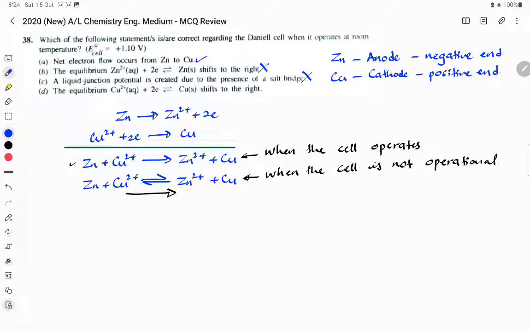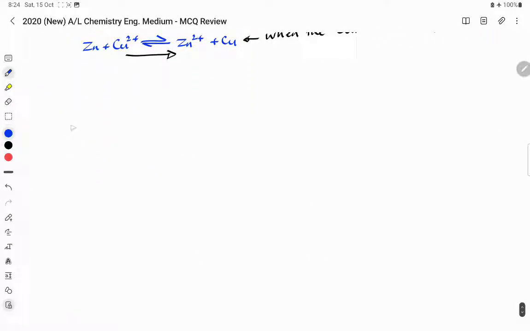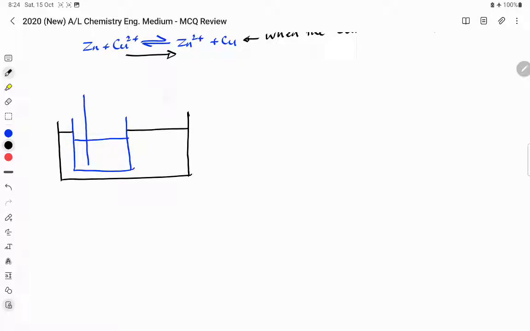This is wrong because when we draw the cell here, let's say this is our copper electrode, and it is inside the zinc electrode. Now this is the zinc electrode. So we can connect these 2 electrodes via an external circuit. We can put a voltmeter here. Now this is an operating cell. Let's label them. This is copper. This is copper 2 plus. This is zinc. This is zinc 2 plus.